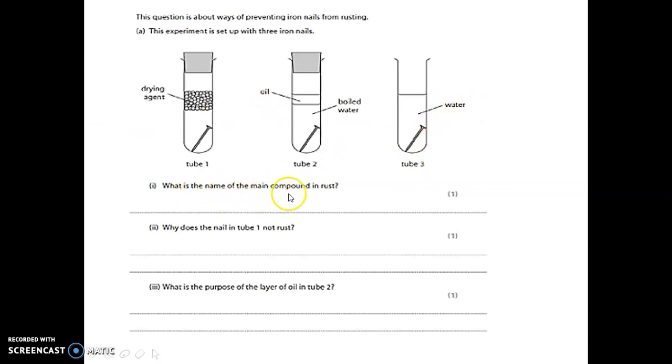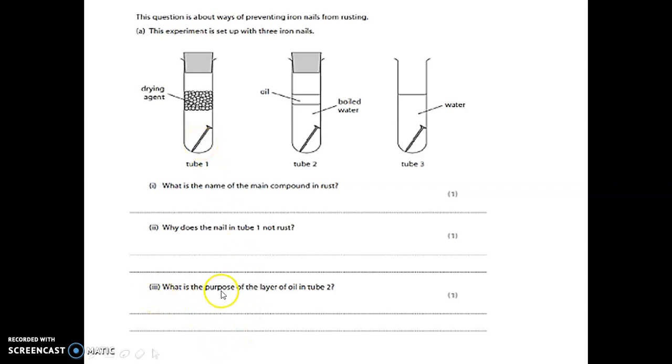Now, what is the name of the main compound in rust? What is the compound that forms from the rust? The iron reacts with the oxygen to produce iron oxide. Now the second question, why does the nail in tube 1 not rust? The presence of the drying agent here will absorb all the water vapor inside the test tube. So without the presence of water, the iron nail won't rust.